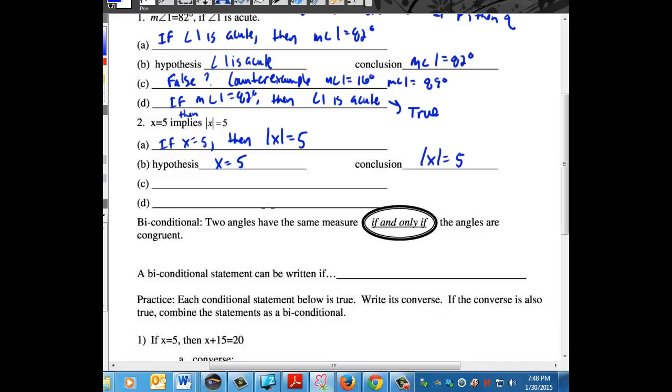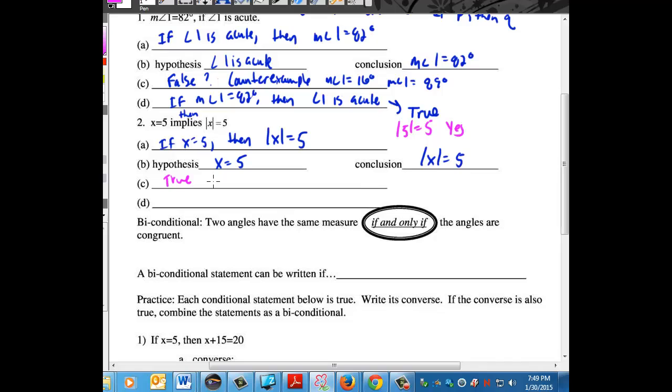Next we have our true false. Now let's not overthink this, because sometimes that leads to problems in geometry. Let's keep it simple. If x is 5, then the absolute value of 5 is 5. Yes, this is always going to be true. The absolute value of 5 is always 5, therefore this is true.